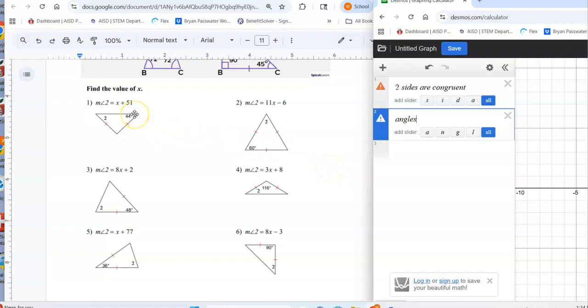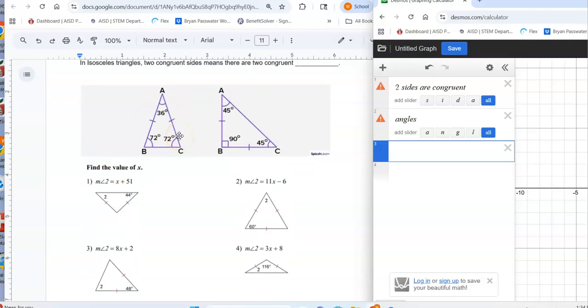All right, so this is 44, and it says angle 2 is x plus 51. Well, notice that the angle that's different is the one where those two congruent sides meet. This A here is not the congruent one. The two angles on the opposite sides of the congruent sides are the ones that are really equal. So in number one, this angle down here is the one that's not equal.